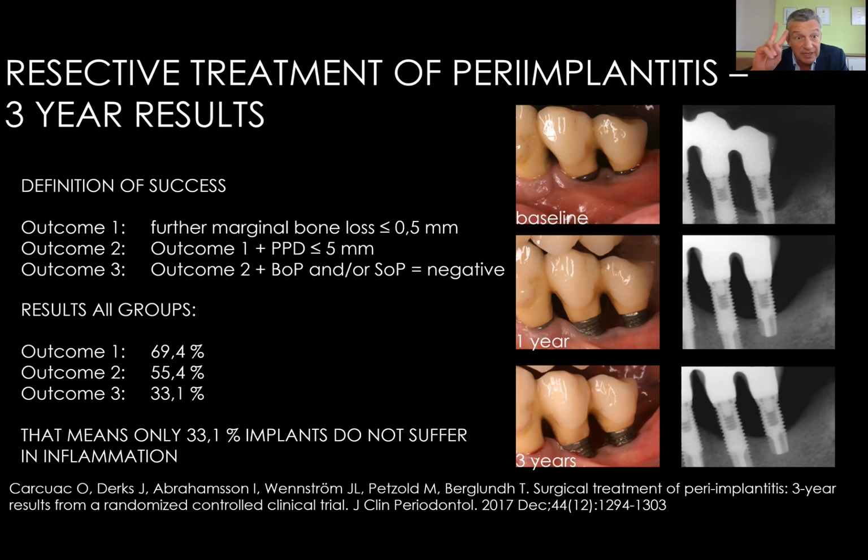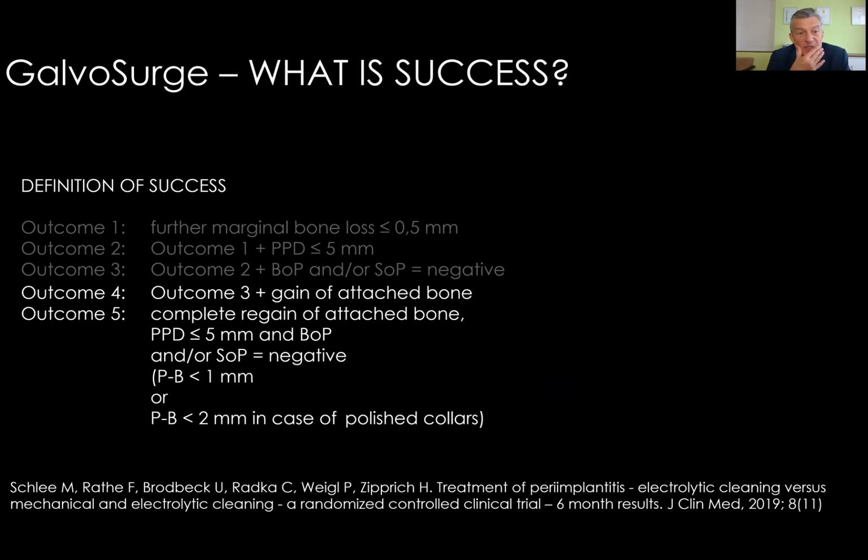Let's see what happened after 3 years. Outcome 1 was around 70%, but the most interesting thing is outcome 3: only a third of the implants didn't bleed. So what does that mean? Even the apical repositioned flap stabilizes only 33% of the implants. Now we defined outcome 4, which is outcome 3 plus gain of attached bone, and outcome 5 is complete regain of attached bone. And these were the results.